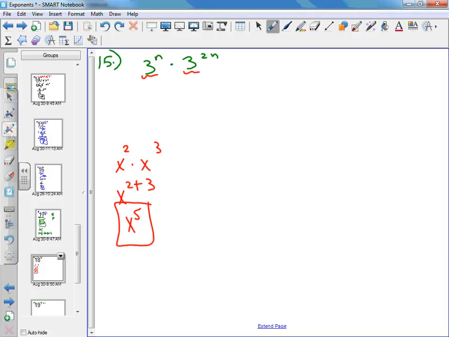Now, this is the same concept. What throws you off is you're looking at that 3 as the base, and you think you got to multiply 3 times 3 together. You don't. 3 is your base. You're simply adding the exponents to give you 3 to the 3n. You don't know what n is. N is a placeholder, right? So you leave it as 3 to the 3n. Any questions over that?